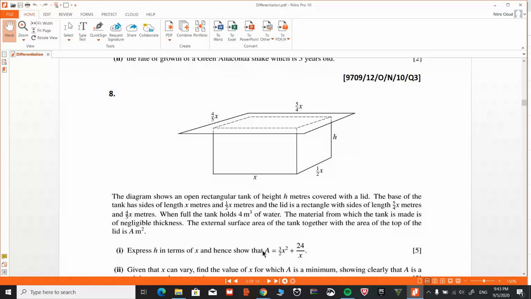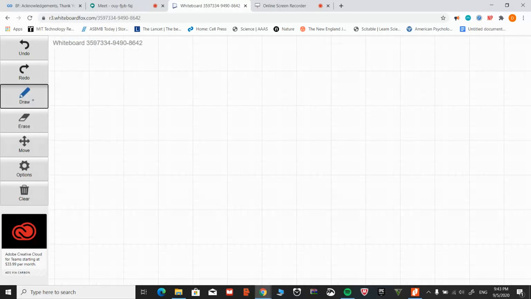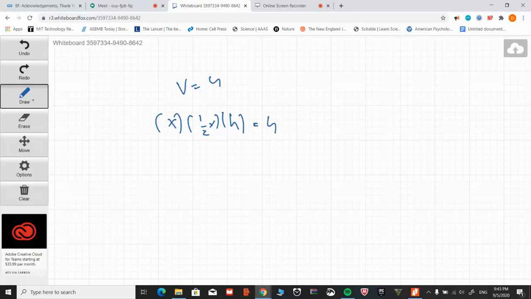So area আগে বের করার জন্য আমার I need to express h in terms of x. So that is where this information comes in. The volume is going to be 4. So volume key base area into height. So x into half x into h. That's 4. So the volume যদি 4 হয়, x into half x into h is equals to 4, and if I made h the subject, it is 8 by x squared. So that is the first part.